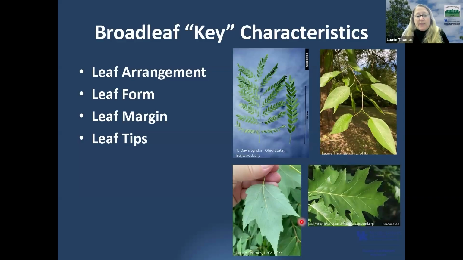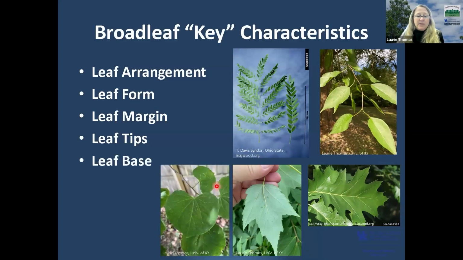And then we're also going to talk about the tips of the leaves. This can be important, especially for species like our oaks. Our red oaks, and this is a red oak right here, will have bristle tips. They'll have like a little hair-like tip at the end of each one of their lobes. Whereas if this was one of the white oaks, it would just be a rounded lobe. There wouldn't be a bristle tip.